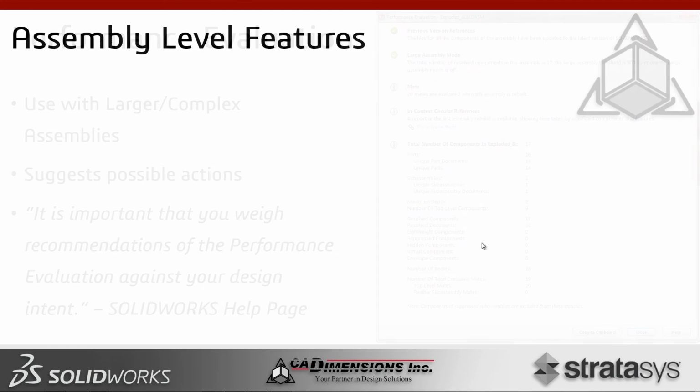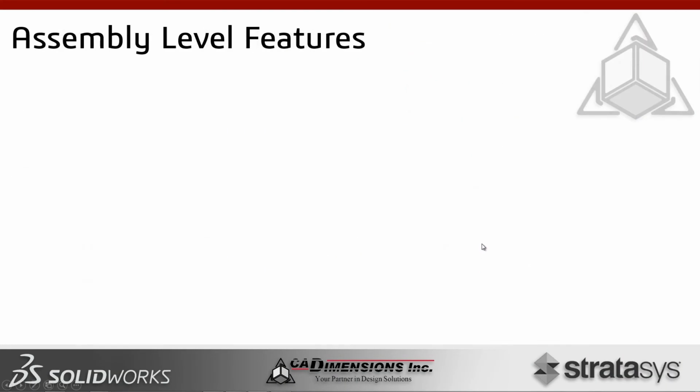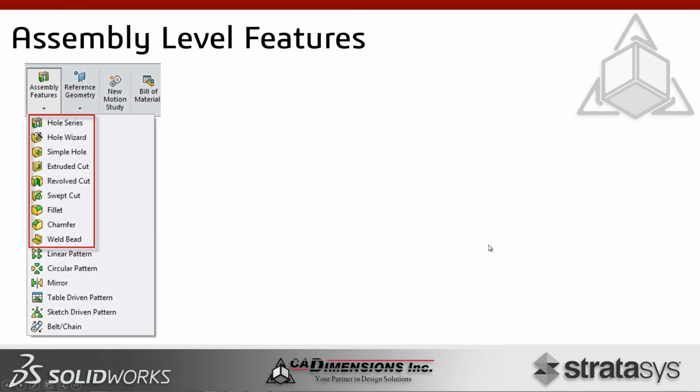Okay, last but not least, I want to talk about assembly level features. So there are features that you can do inside of an assembly, and these basically are a way that you would get away from editing in context. So if you wanted to add in some holes into a part, you could do it as an assembly level feature, or you can edit just the component in context. So let's talk about the differences here.